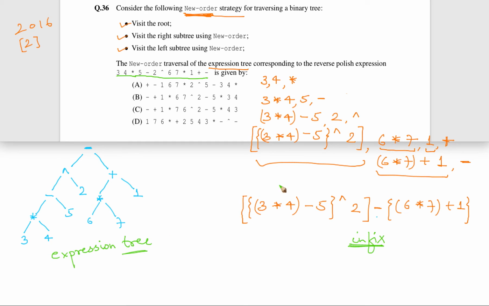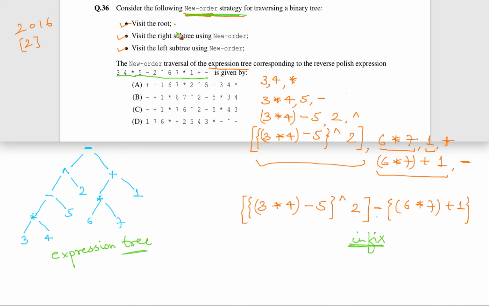Okay, so once we have got that, what do we have to do finally? Finally we have to traverse it in a new way, which is called the new order strategy. This is given in the question as a new, custom strategy, which is basically similar to our other strategies, but here with slight changes. It is like prefix only, but in prefix, firstly the root is visited, and then the left subtree is visited using that strategy, and then the right subtree.